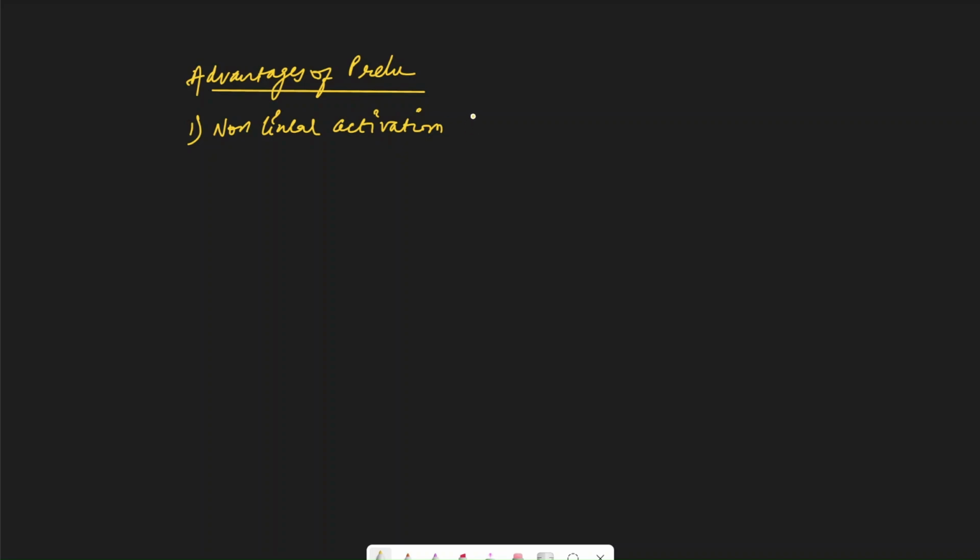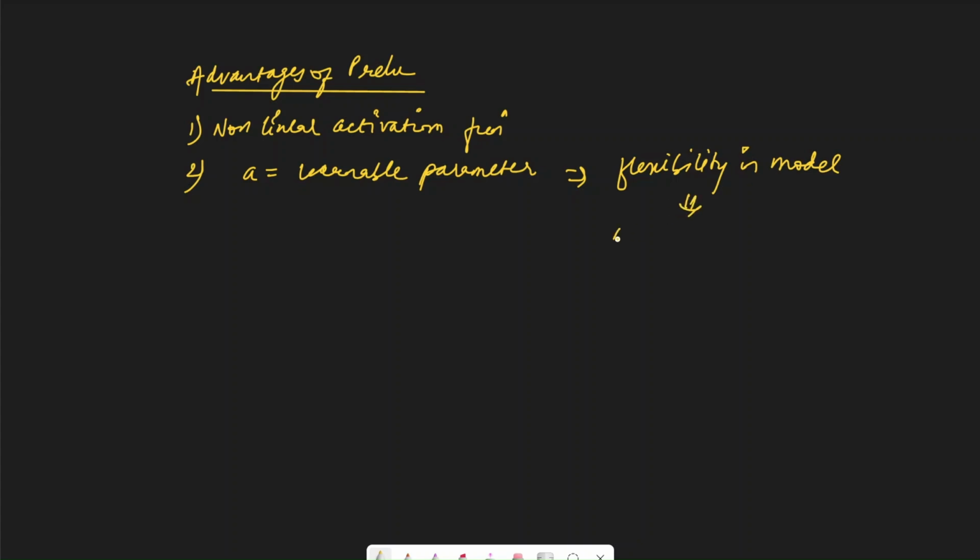Now let us talk about advantages of PReLU. So it has the same advantages as leaky ReLU. So first, it is a non-linear activation function, and this is important again to understand the complex patterns which are there in our data set. Second is, because a is a learnable parameter, it is learnt during training time. So this allows more flexibility in the model, which leads to better performance.